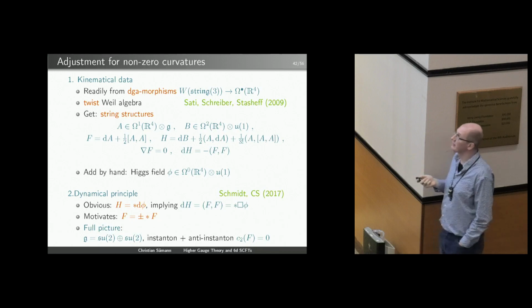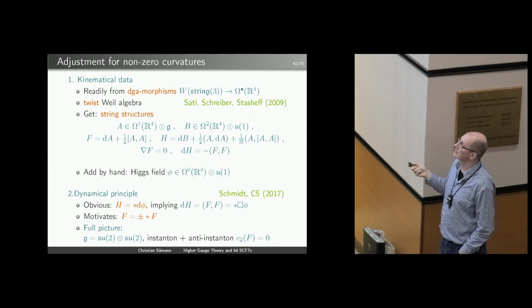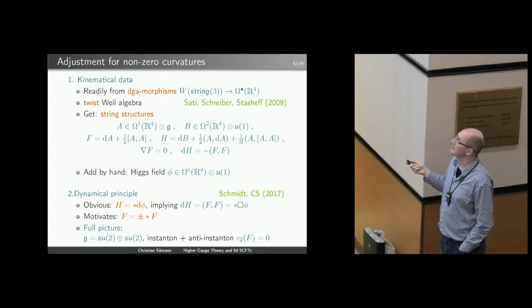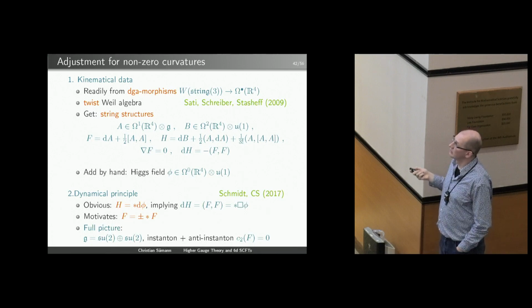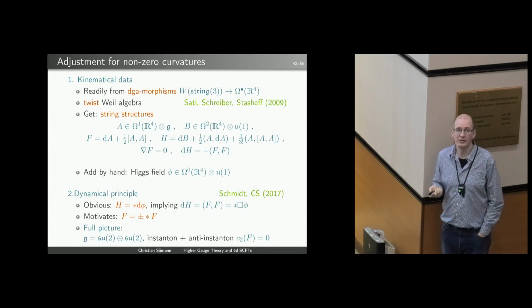Okay, so what's the kinematical data of our theory? We have a 1-form taking values in the Lie algebra G, and we just have an abelian 2-form. That's it. Okay, and then you can add by hand also a Higgs field. And then you can already describe a dynamical principle, namely the non-abelian generalization of the self-dual string. So this is the abelian one. And we can also just take this as the equation for the non-abelian one. And then you get this equation. And then in addition, you get self-duality for this 3-form curvature. Right? So indeed, you get then a non-abelian version of the self-dual string.